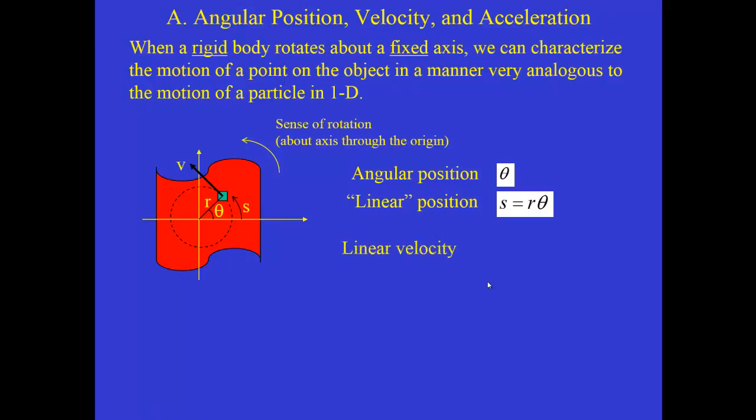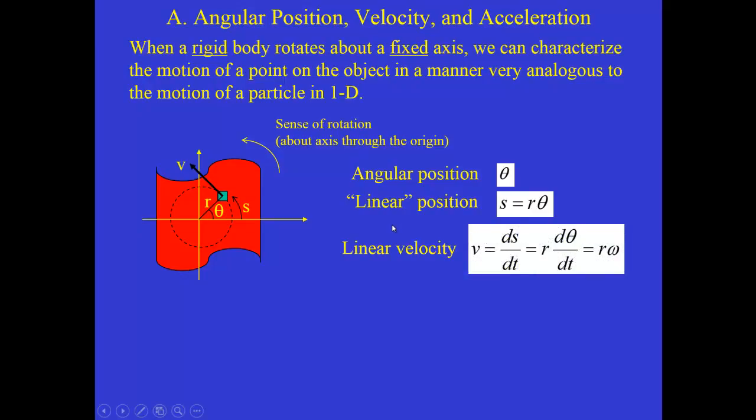So there's a very simple relationship between the linear position and the angular position, and the proportionality is through the radius. The further away a piece of the object is from the origin, the greater its linear position will be, because it'll be further away from the center of the circle. So s gets bigger when you get further away, even though theta stays the same.